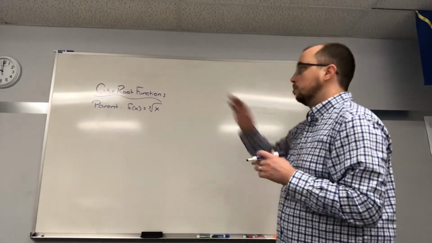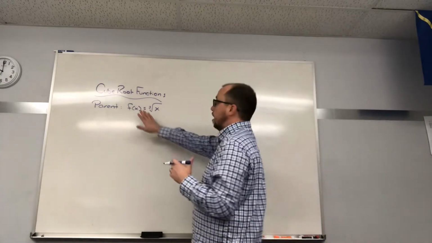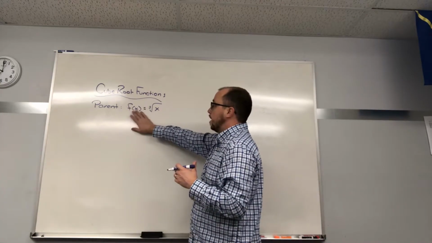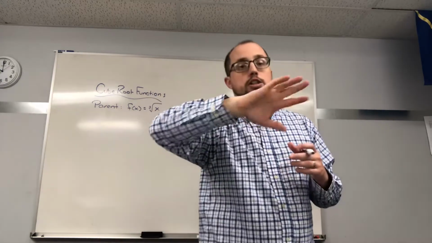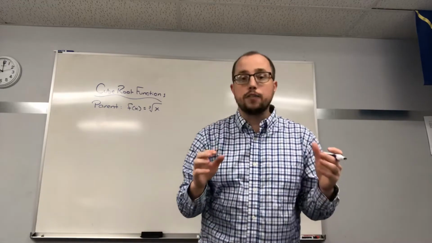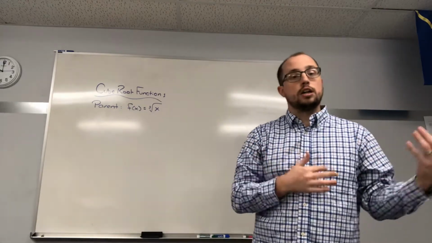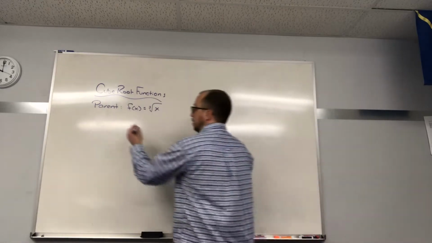Okay? So cube root functions, first of all, the parent graph is no different. For the parent graph for square root functions, it was just f of x equals square root of x. Now for cube root functions, it's just f of x equals cube root of x. So no major difference there. It's the same function, it's just underneath a cube root versus underneath the square root. Now, let's talk a little bit about the difference.